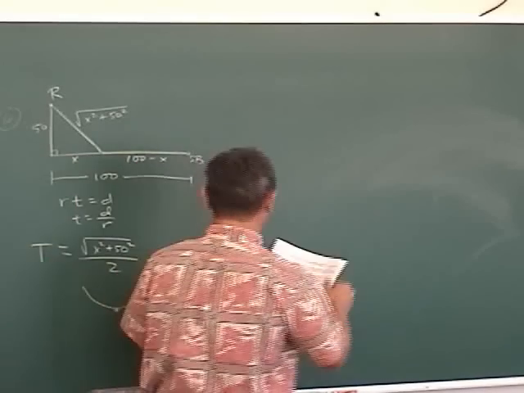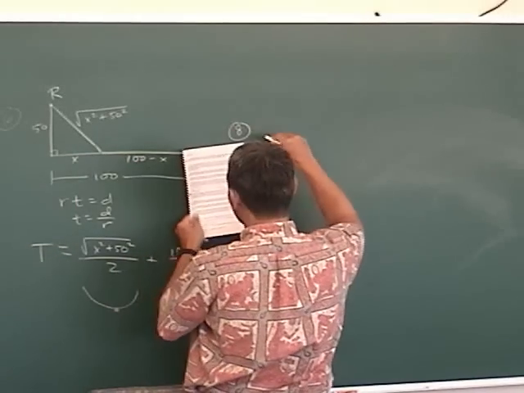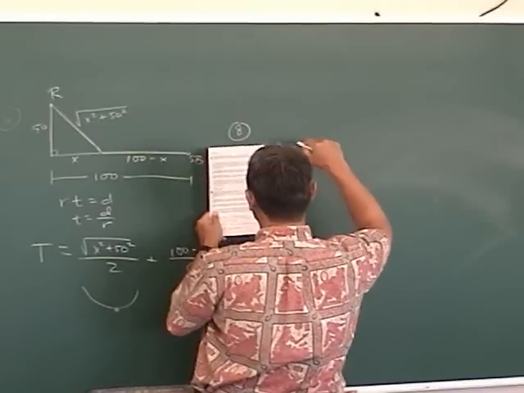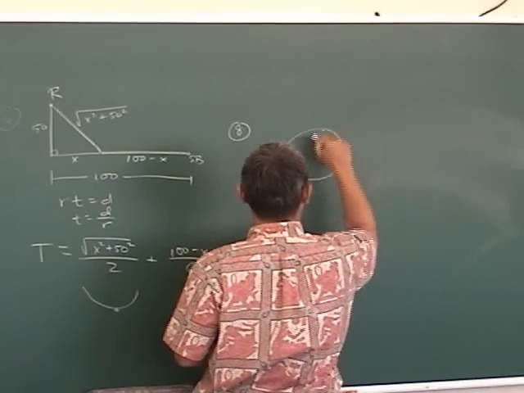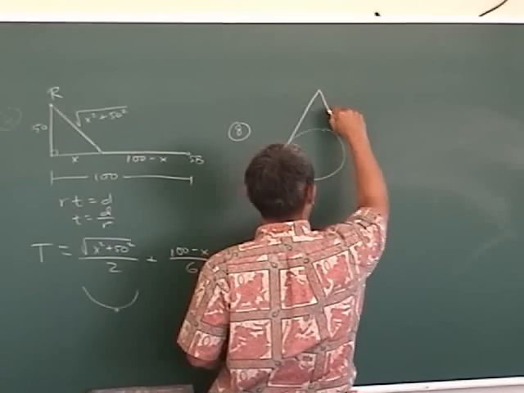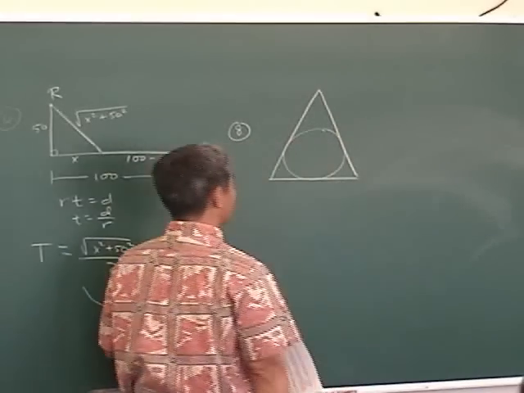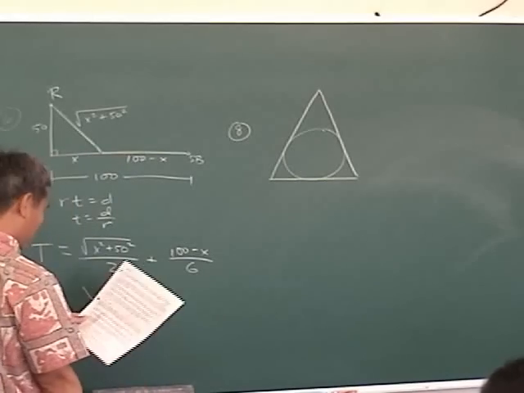Okay, number 8. I think I gave this one, did I give it last year or 2 years ago? A cone circumscribes a sphere, so it's on the outside. I'm just going to draw a side view. I'm not going to even attempt to draw 3 dimensions though. Okay, so the cone is outside the sphere.